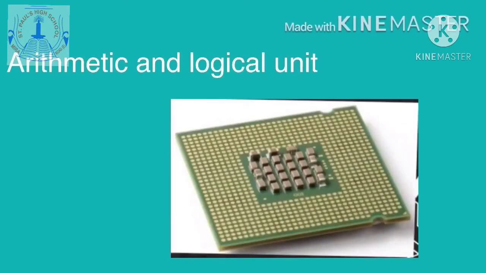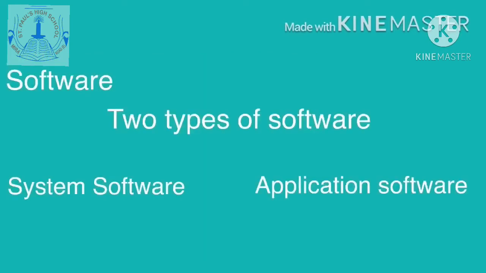Next is the arithmetic and logical unit. It performs all calculation and logical operations. It manages all the computer system and all parts of the computer. ALU is also called the arithmetic and logical unit. It helps us with calculation. It also manages all the parts of the computer. Everyone understood what is ALU?